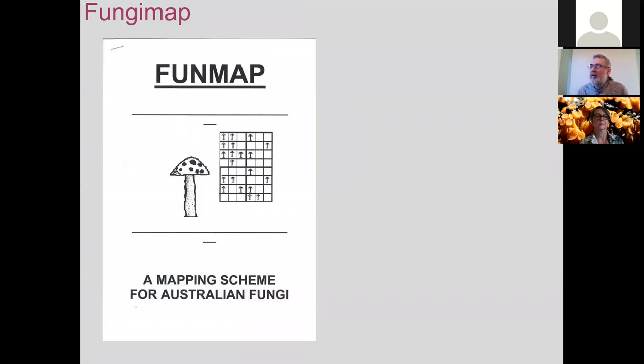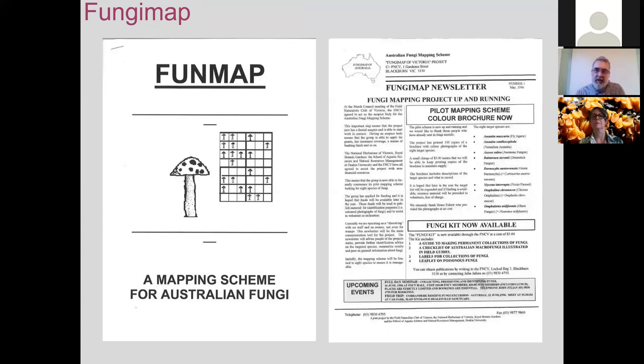So back in 95, I wrote a little document. It was back in the early days of computers and so on, and I loved fiddling around with drawing these pictures on the computer. So I wrote a document about a mapping scheme for Australian fungi. And very fortunately, at the same time, John Julian was a very active member of the Field Naturalist Club of Victoria and was looking for things that the club could do actively. He set up a fungal survey at Wattle Park, a very early survey of an urban bushland. And John was really great at organising things. So immediately, the club agreed to get going with a pilot scheme. John created a newsletter, got a mailing list, got publicity going, and we were just going to run this for a year and see what happens.